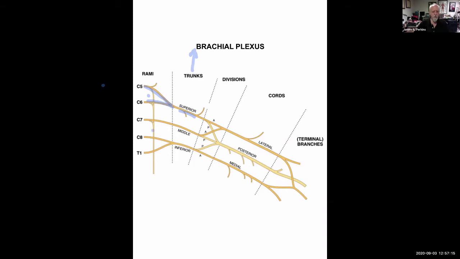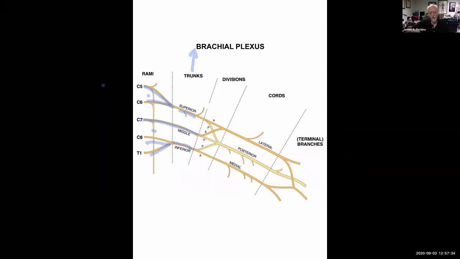The ventral ramus of C7, all by itself, is known as the middle trunk. And then finally, the ventral rami of C8 and T1 join together, so that's the first thoracic spinal nerve. They join together to form the inferior trunk. Again, named for its position, this would be more inferior, closer to the feet.